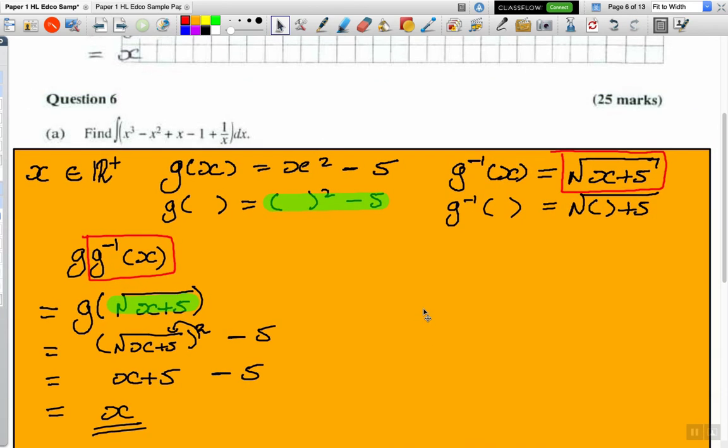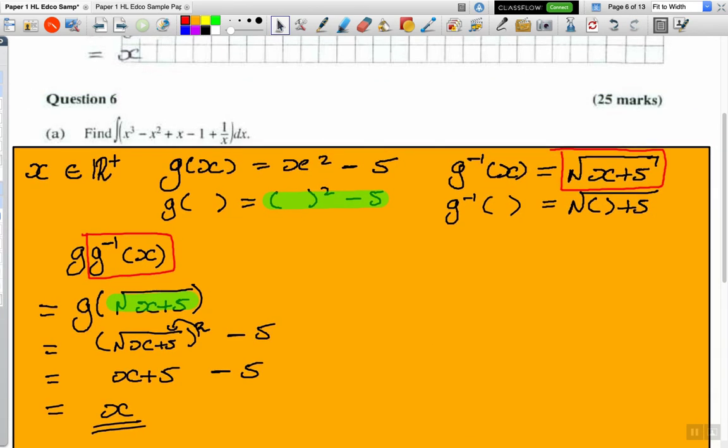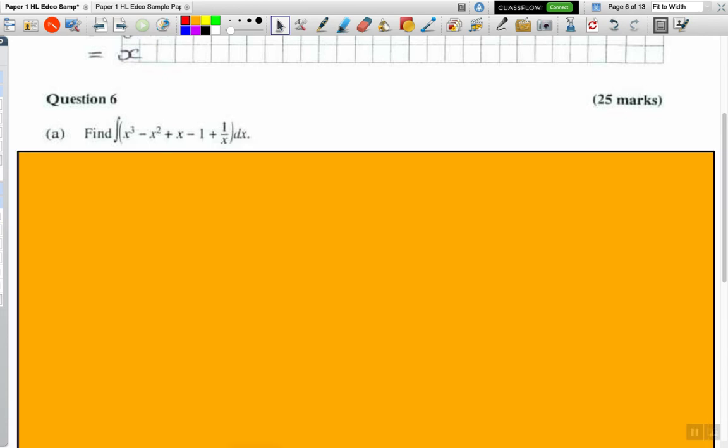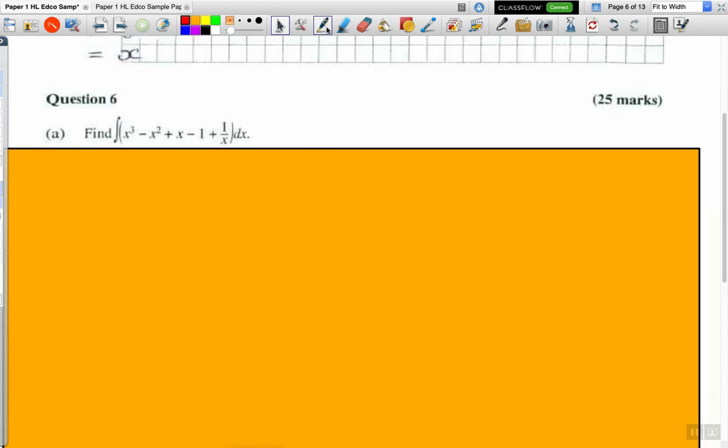So we're now going to move on to question 6. Okay. Integrate. Before you integrate all of it, you must look at each individual bit. Can I integrate x cubed? Yes. Put the power up 1, divide by the new power. So let's remind us of the mantra.